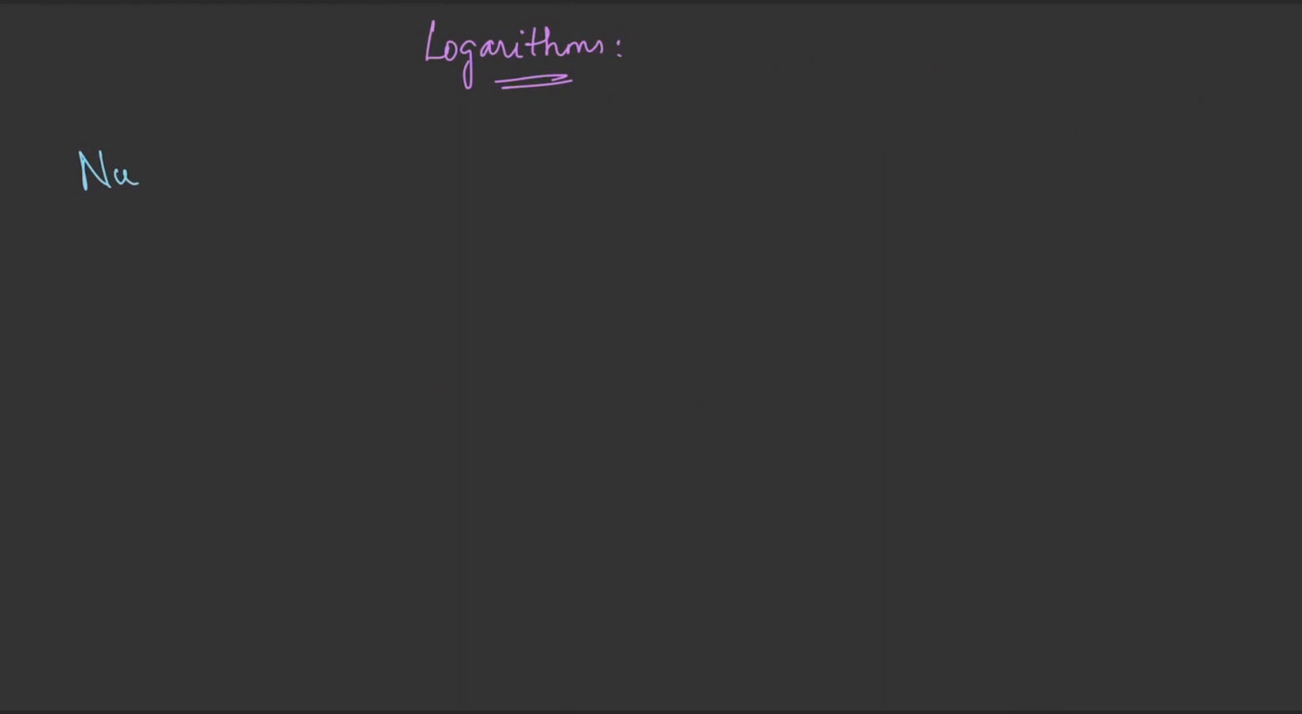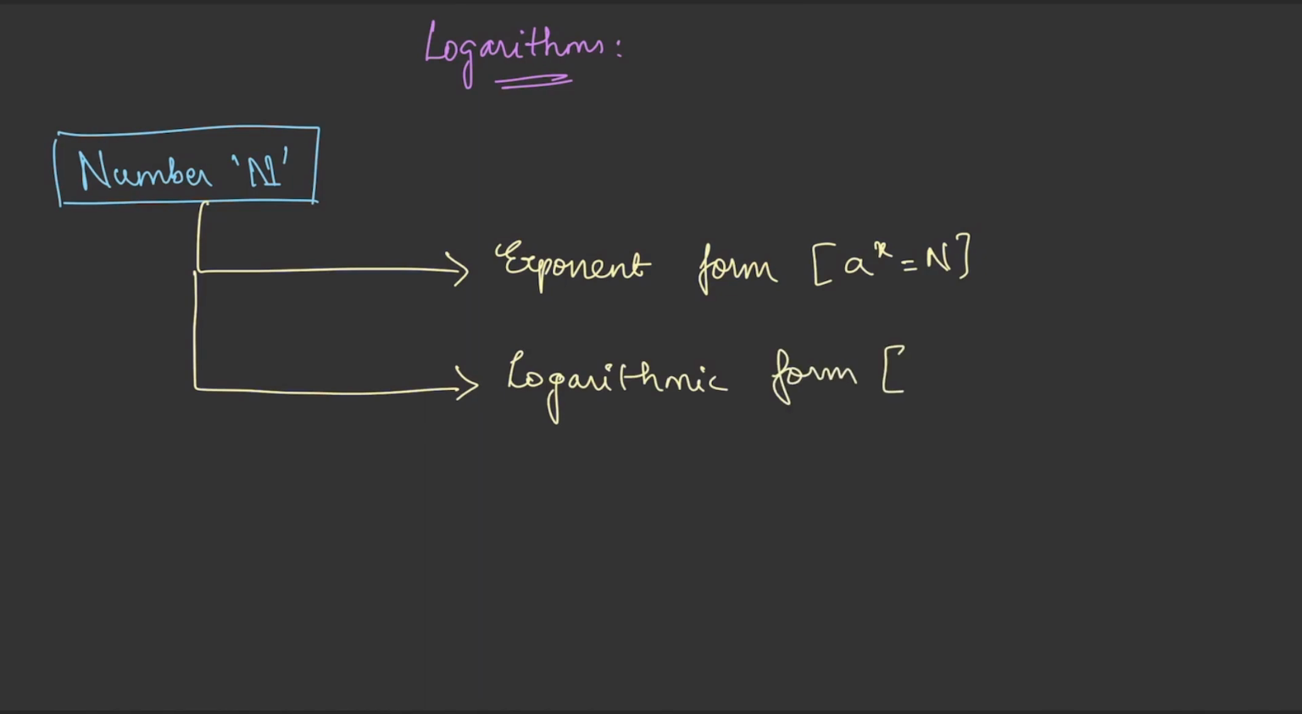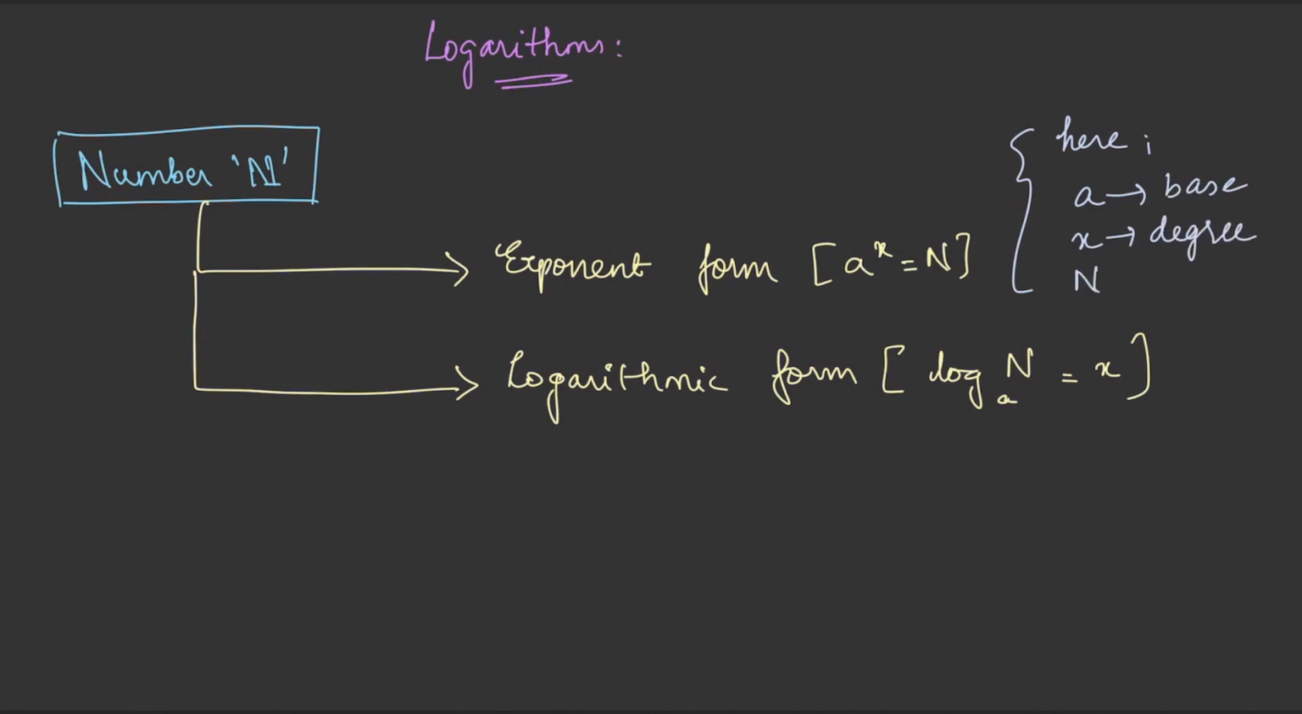So today let's learn about logarithms. If we have a number n, then it can be represented in two forms. One is exponent form, which can be represented as a to the power x is equal to n. The second one is logarithmic form, which can be represented as log n to the base a is equal to x. Here, in these two cases, a is the base, x is the degree, and n is the number.